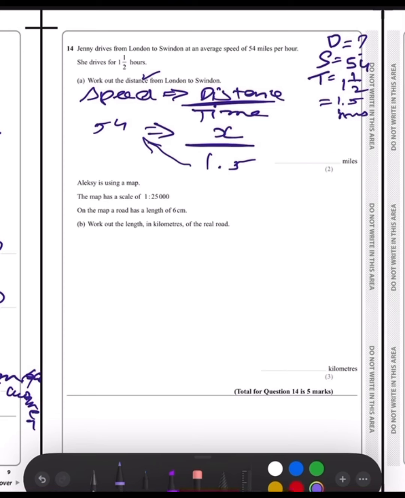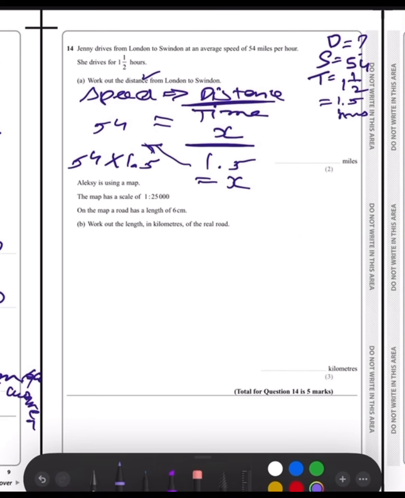Whenever any number goes to the other side of the equals sign, this arrow is probably a little bit wrong because it might get you all confused, so I'll write this. Whenever it goes to the other side, it basically changes its sign. Right now x over 1.5 is division, so when 1.5 goes to the other side of the equals sign, it will change into multiplication. So now we clearly write 54 multiplied by 1.5 gives you x.